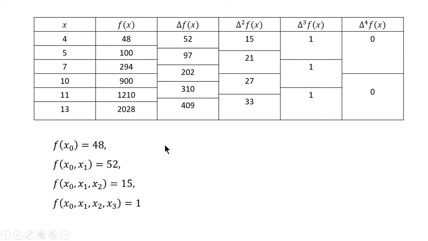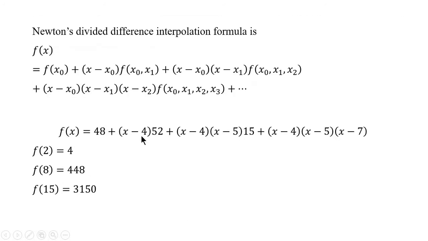After constructing the table, we have named all the values. This is our f of x naught, this is our first divided difference 52, this is our second divided difference 15, this is our third divided difference 1, this is our fourth divided difference 0. Since it is 0, we have not written here. Now, using the formula, we have substituted all the values, but we do not know x. We have constructed a polynomial here.